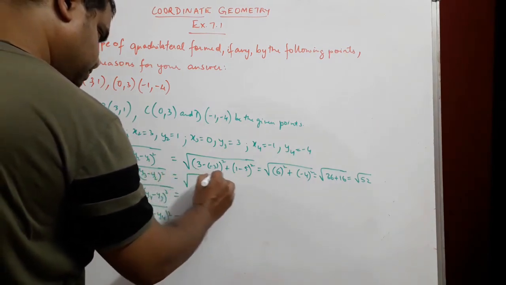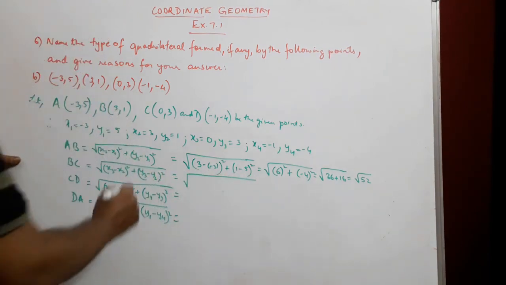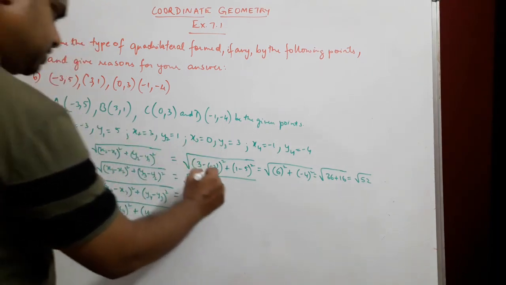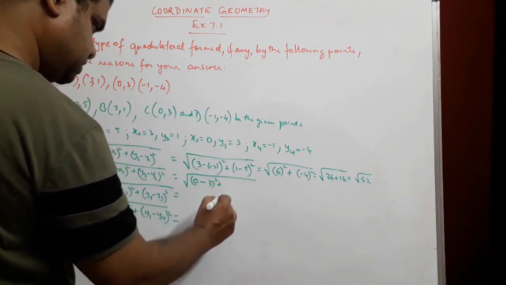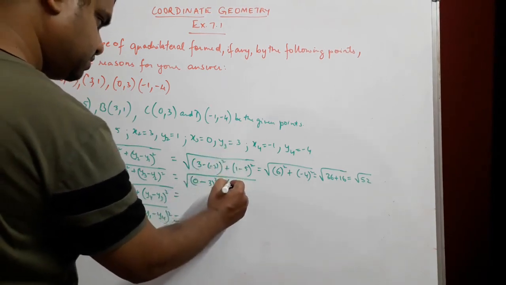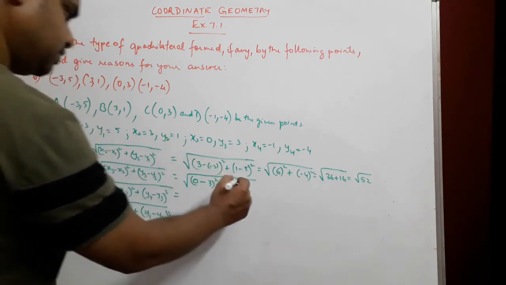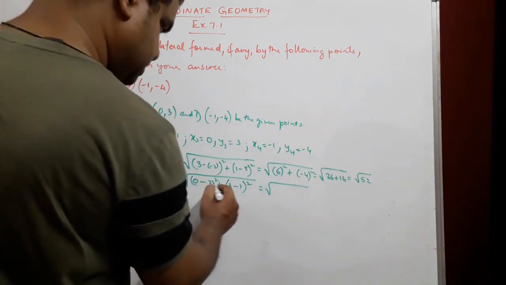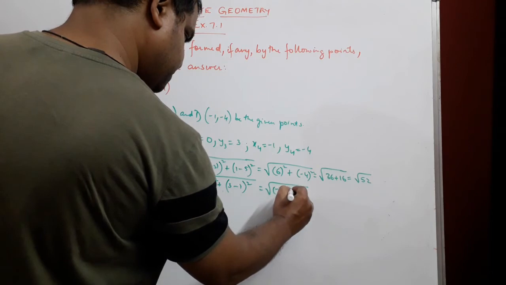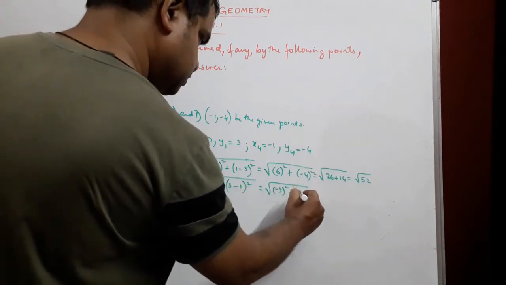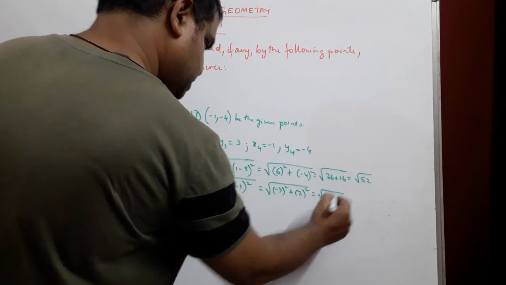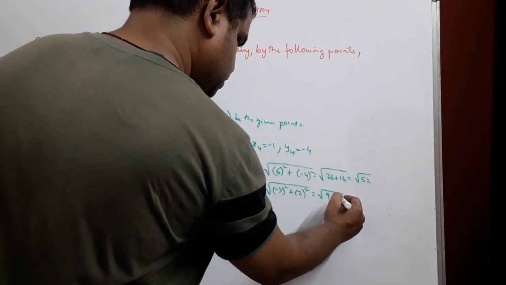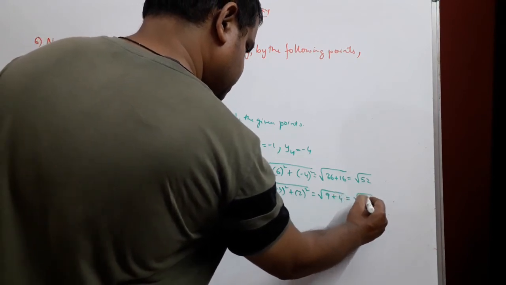Then next we go to BC. x3 is 0 minus x2 which is 3, (0 minus 3) whole square, plus y3 which is 3 minus y2 which is 1, (3 minus 1) whole square. That gives us -3 whole square plus 3 minus 1 is 2 whole square. Next, -3 whole square gives us 9 and plus 2 whole square gives us 4. We get square root of 13.